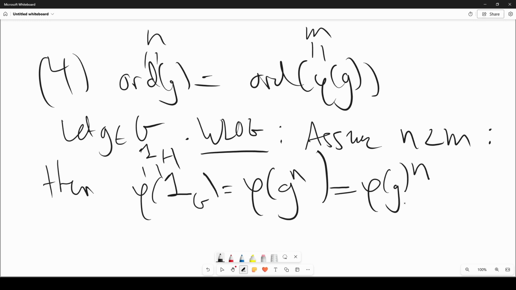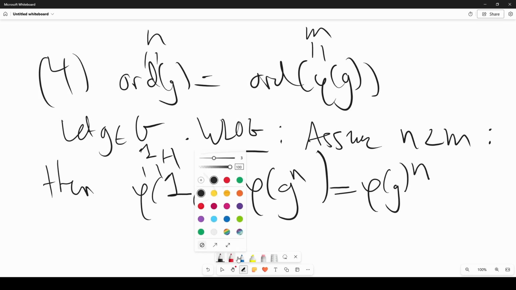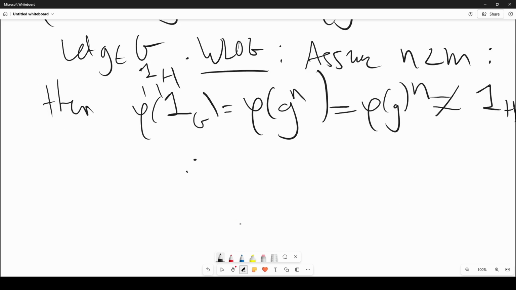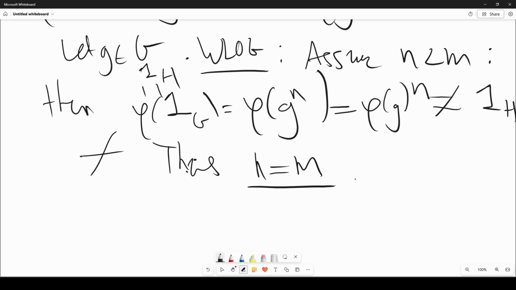But we know that n is less than m, so phi of g to the n can't be 1, because then the order of phi of g would be n, but we know n is less than m. Sorry, that makes it look like it's less than or equal. Let me erase that. But we know that this is not equal to 1 sub h, which is a contradiction, because we have this side 1h and this side not 1h. Thus, n equals m, as desired.